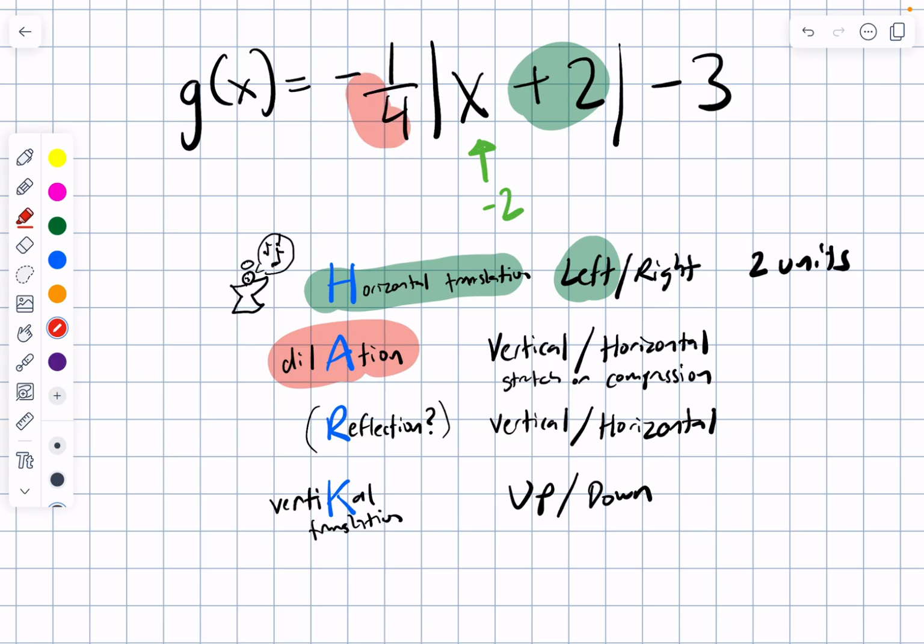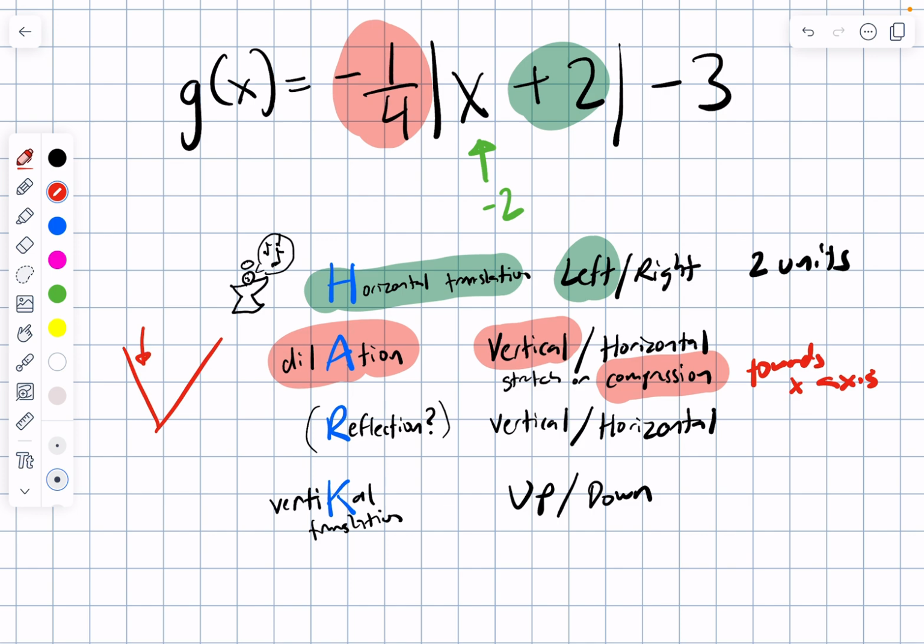Yes, we have a dilation here, and it's on the outside, so it's going to be a vertical. And I know it's a compression. So vertically, we're compressing it towards the x-axis. So instead of going up like this, we're going to be pushing it down and making it flatter, like that.